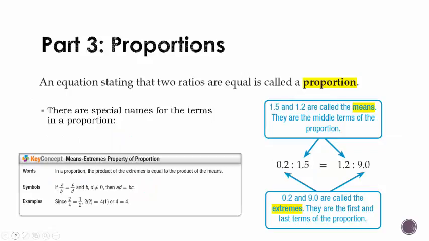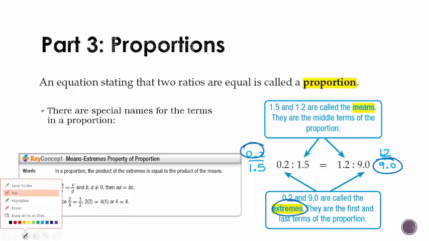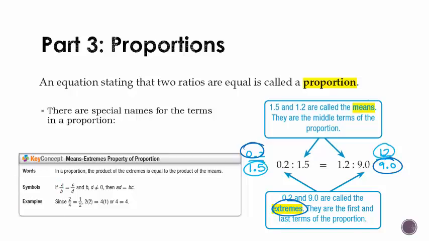So remember what a proportion is. It's an equation stating that two ratios are equal. There's special names for the terms in a proportion. So you have means and extremes. Means are the two middle numbers when it's written this way, and extremes are the two end numbers. Now remember, if we were to write this as a fraction, it would be 0.2 over 1.5, and then that equals 1.2 over 9.0. So when it's like this, these guys are your extremes, and these guys are your means.